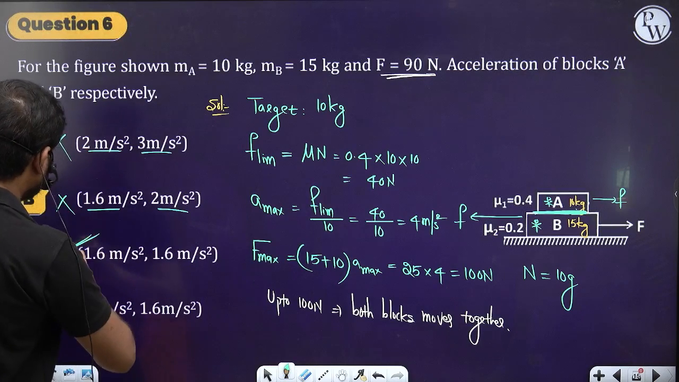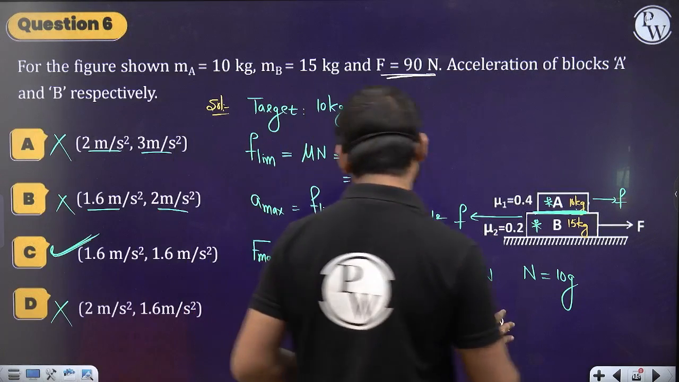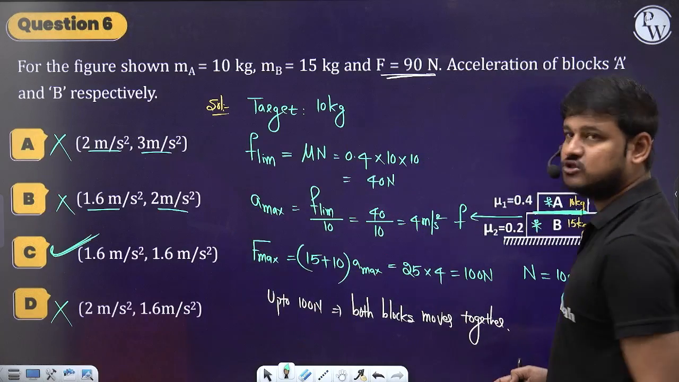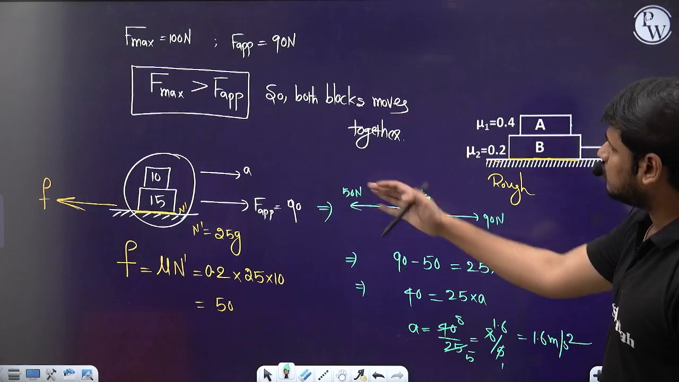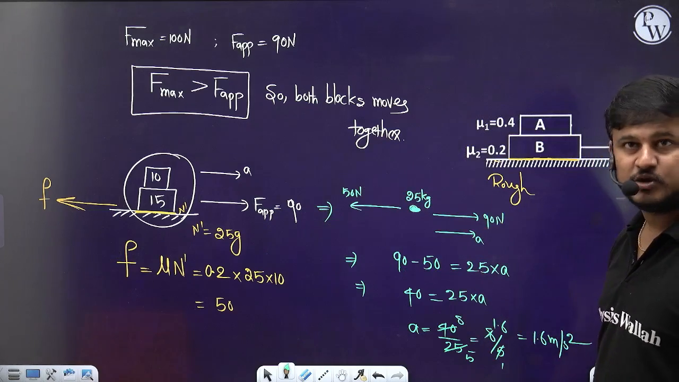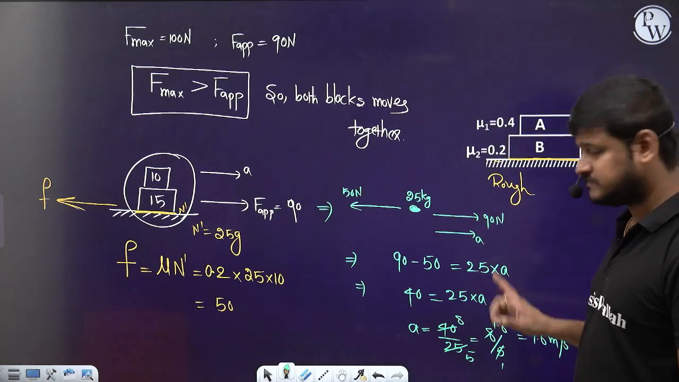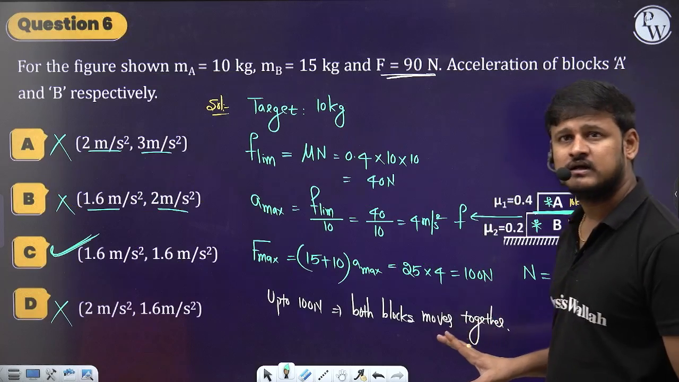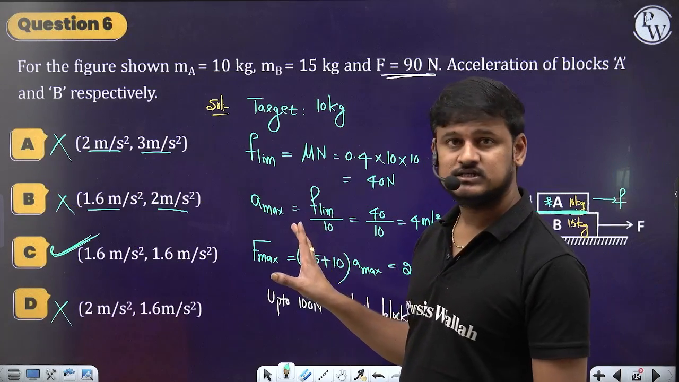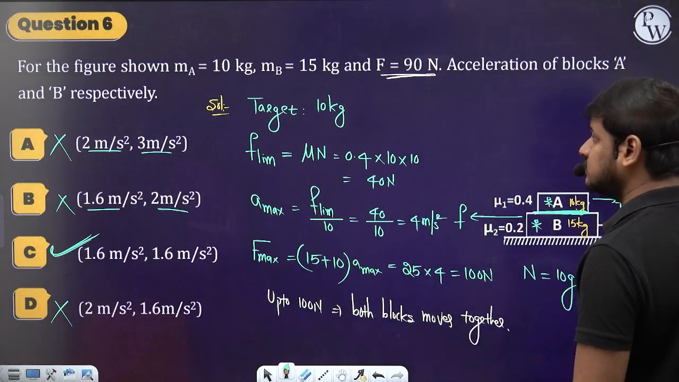The direct question is, option is C. You can choose the answer here itself by checking the options. However, finally also we are getting the same 1.6 meter per second square. Understood? Concept is clear, guys. Everyone? Done? Chalo, so let's move further. This is question number 6.